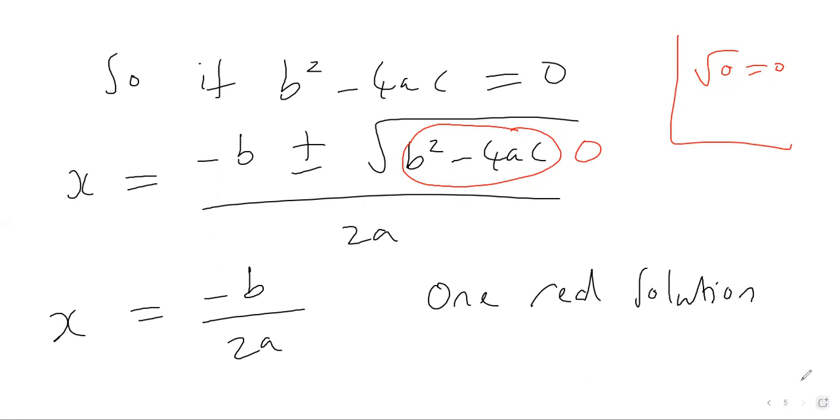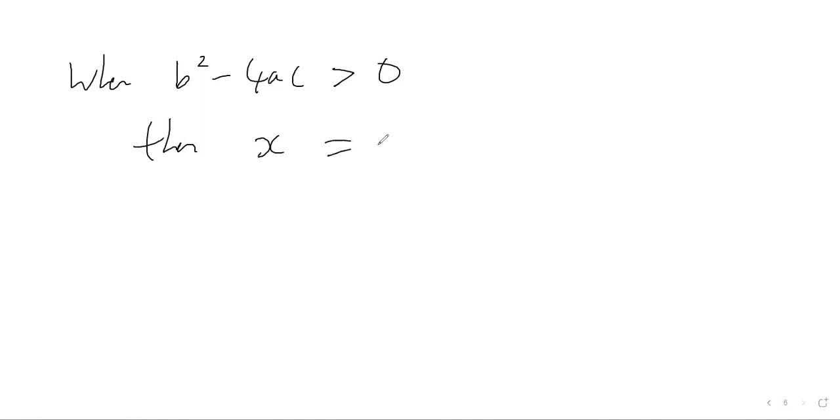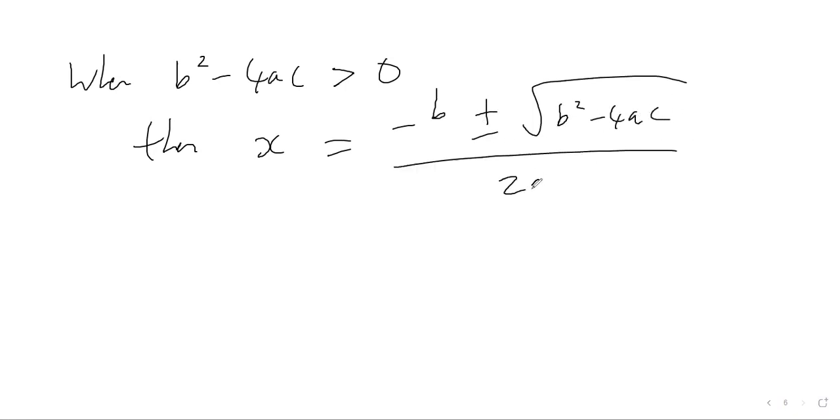And when the discriminant is greater than 0, as you can imagine, we're going to get two solutions. So when b squared minus 4ac is strictly greater than 0, then we get our two solutions, x equals minus b plus or minus the square root of b squared minus 4ac, all divided by 2a. The square root of a positive number is a positive number, and we're adding or subtracting that positive number. So we get two real solutions.